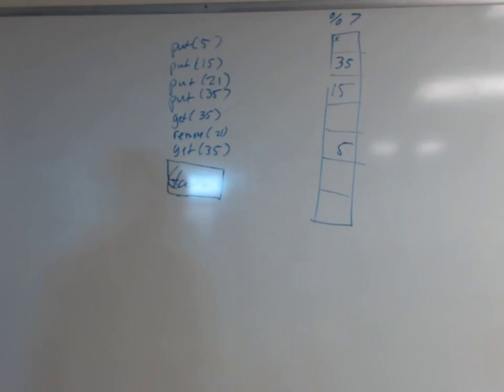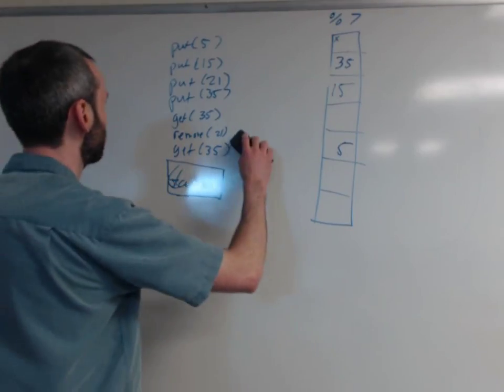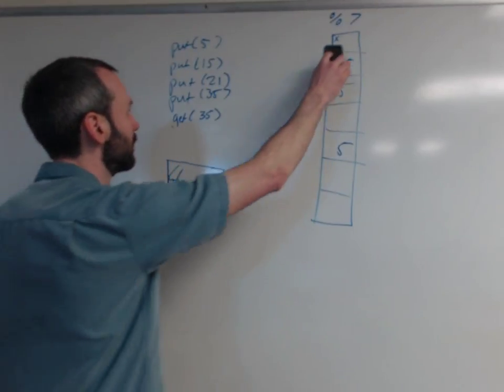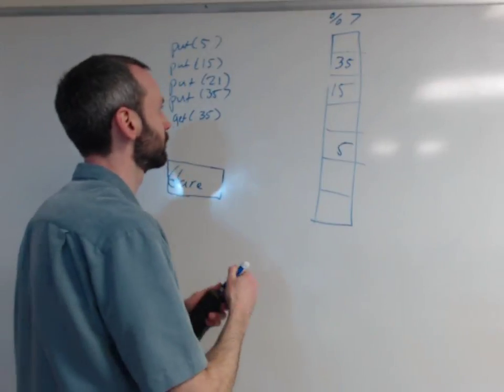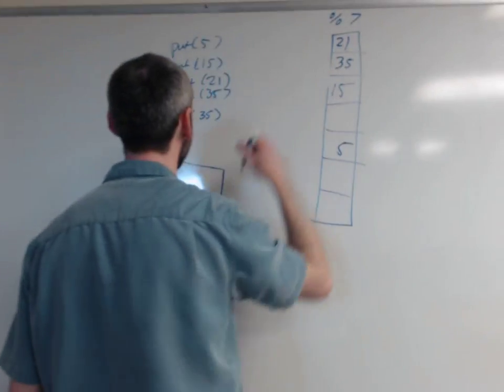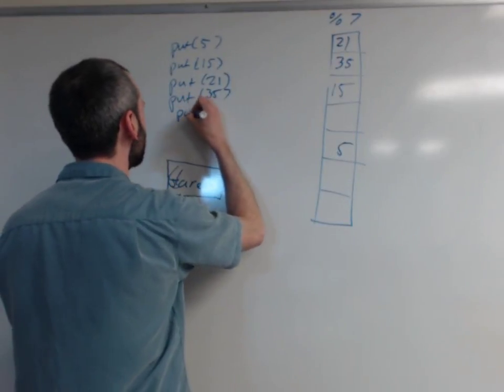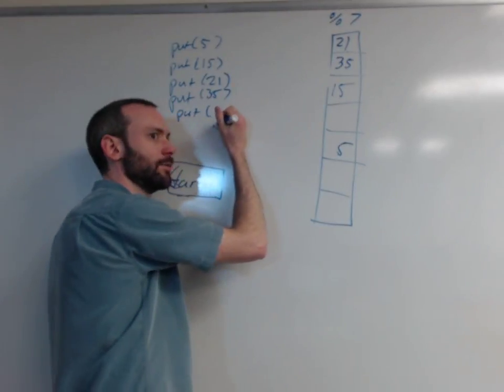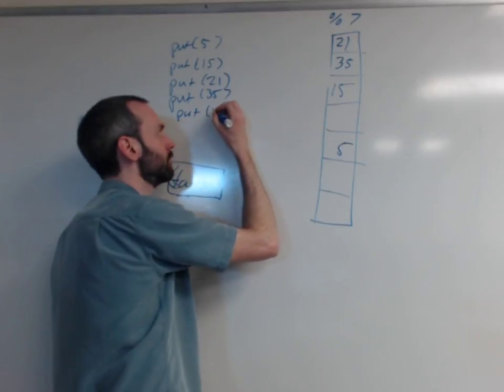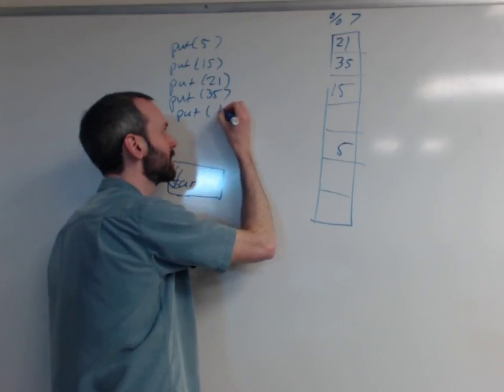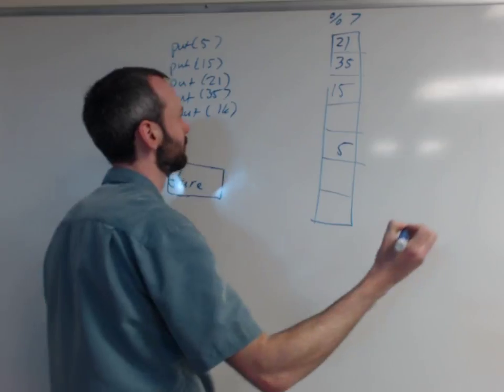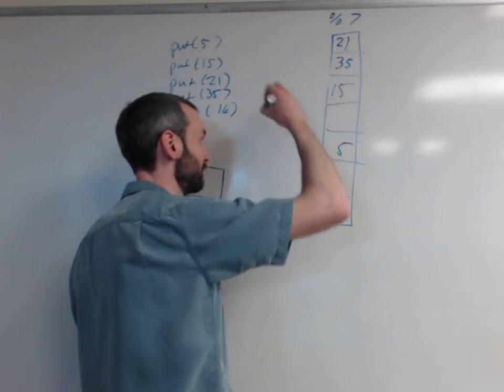So what else could happen here that would not happen if we were doing hashing with chaining? Let me go back to this. Give me another number to put. Any number. 26. 15. We already put in 15. 16. Where would 16 go? 2.